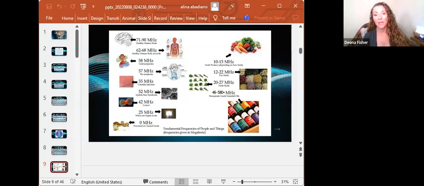So this is a really interesting graph. It shows that some of the organs vibrate higher than the rest of the body.